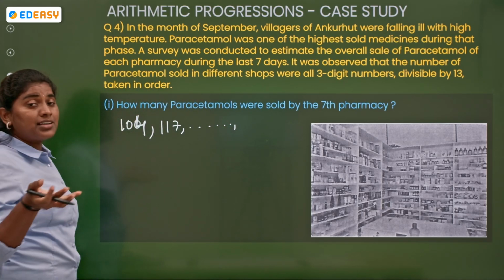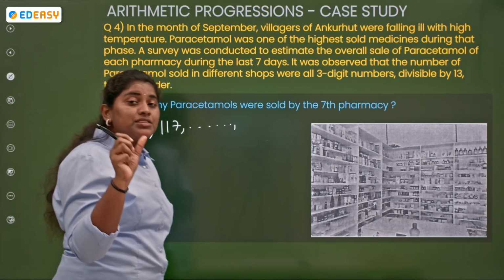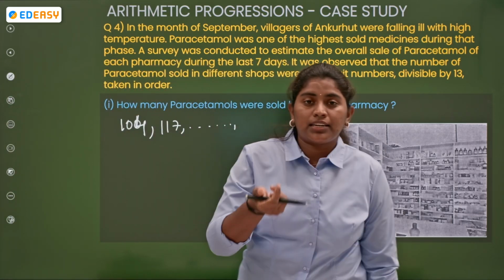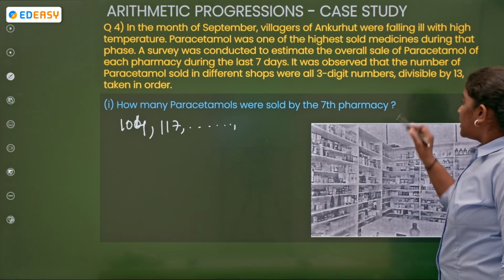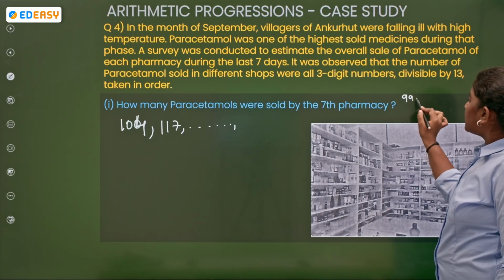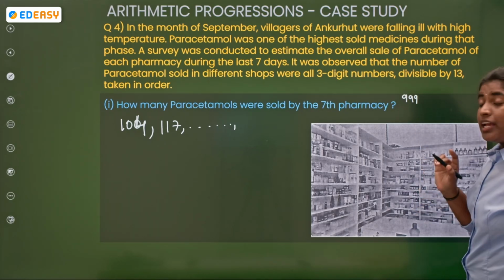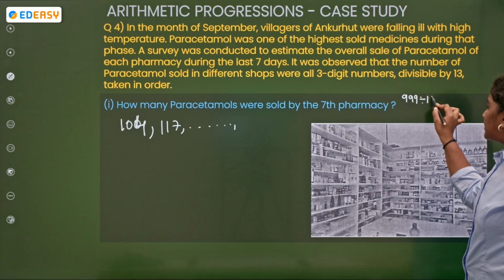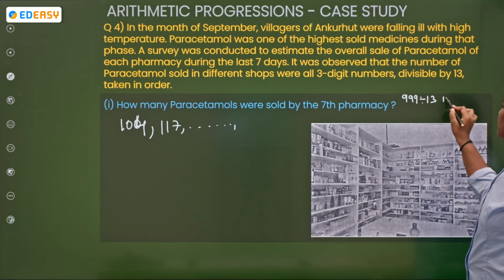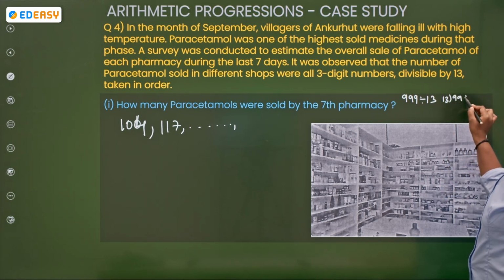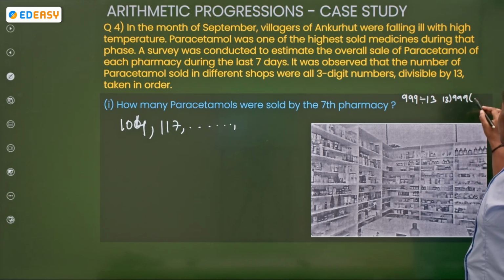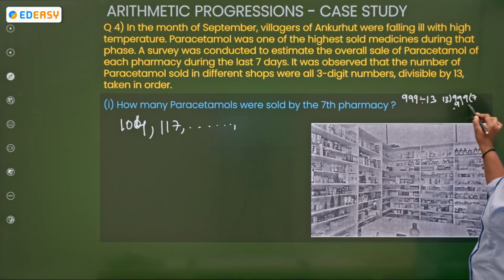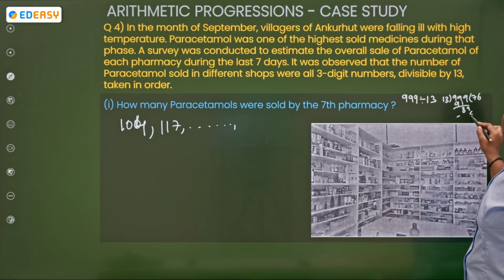What will be the last number which is divisible by 13? So how will we check? Last 3-digit number is 999, right? If you divide that with 13, clear? Divide 999 by 13. So now 13 sevens are 91. So here it is 8, 9. And 13 sixes are 78. So here you will be getting 11.